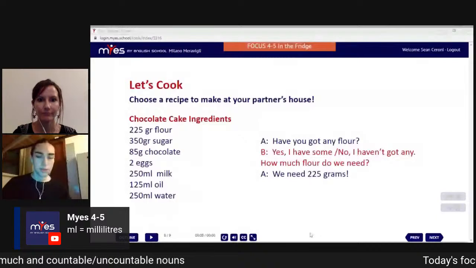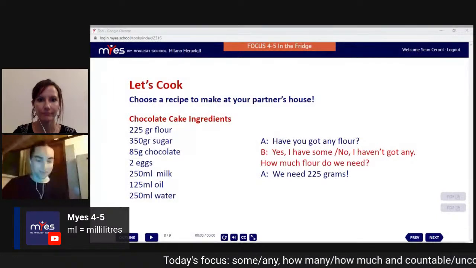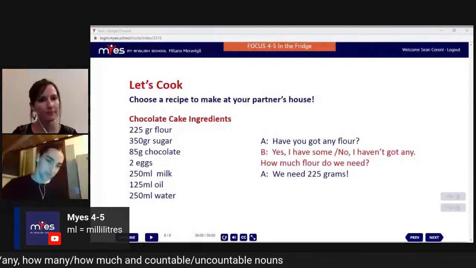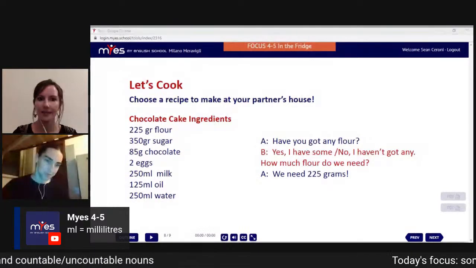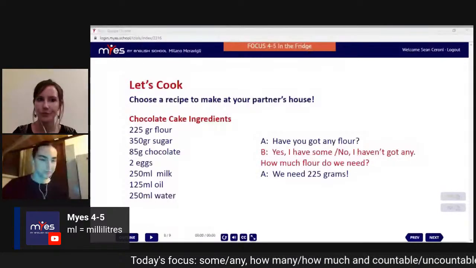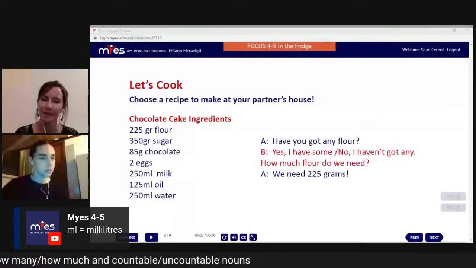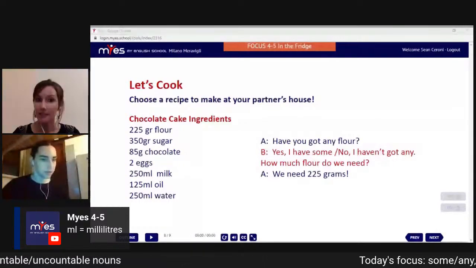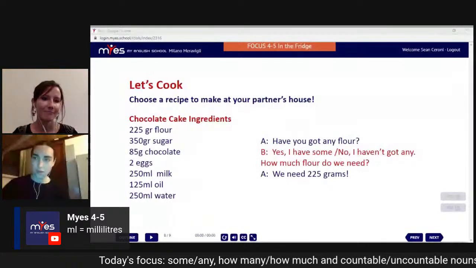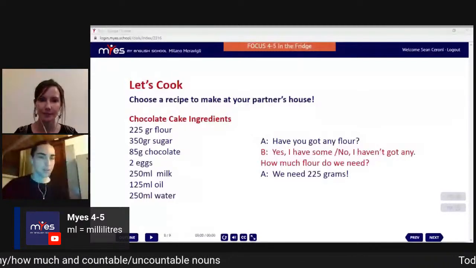Is this similar to your recipe or different? Yeah, I think it's similar. I didn't use chocolate. I used cocoa powder. So that was the chocolate. But otherwise, yeah, it's very similar.